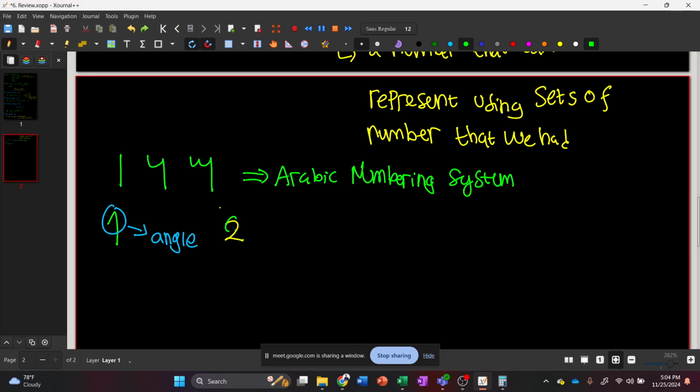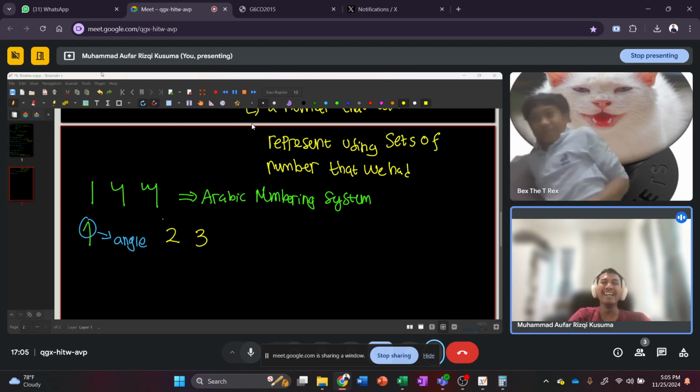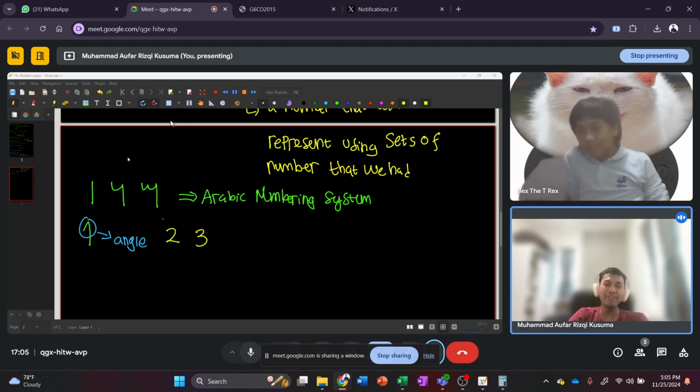I'm sorry, not sides. Angles. This is two angles. If you draw three, how many angles does it have? Three has more than three angles. So it's not really true. As I said, this is only for fun.